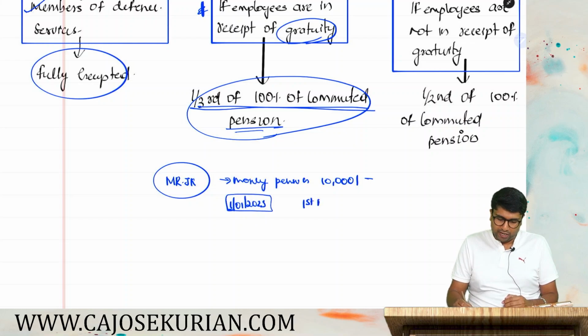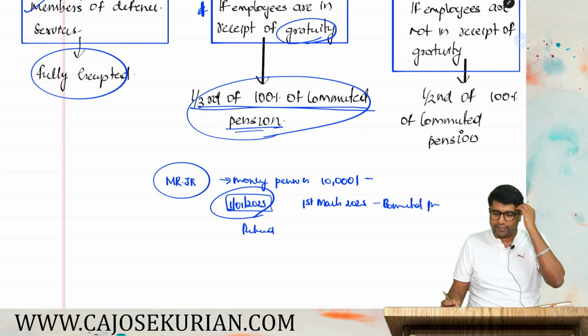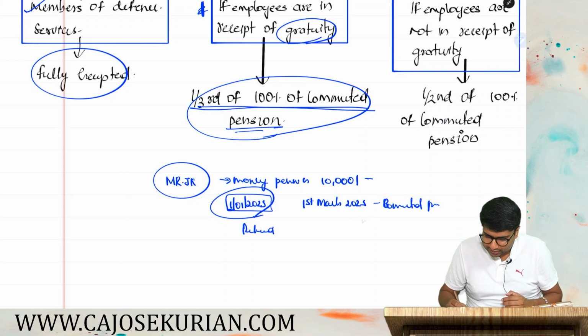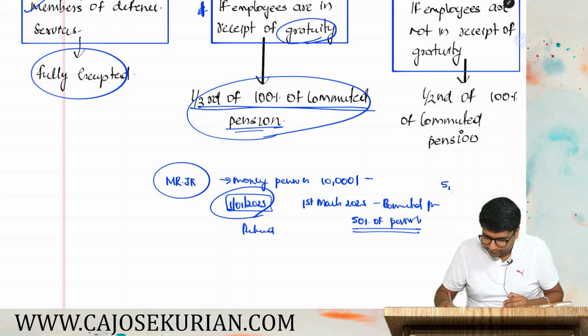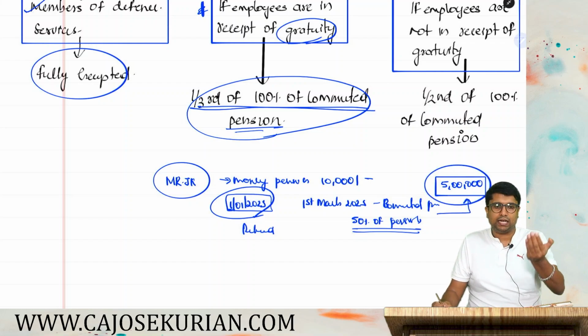On 1st March 2025, he commuted his pension. He hasn't commuted the entire pension. He only commuted, say, 50% of the pension, and he received, say, rupees 5 lakh. When he commuted 50%, he received 5 lakh as the lump sum amount.